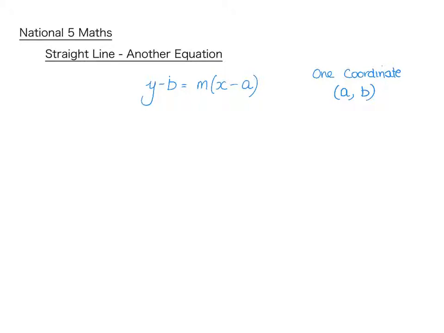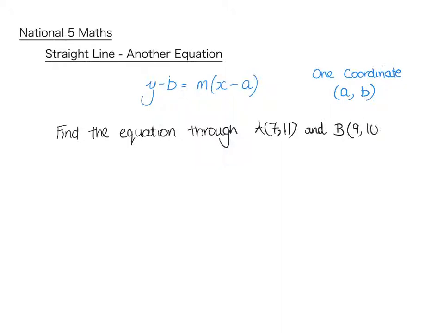So let's have a look at this one. We're going to find the equation when we have the coordinates 7, 11. So we're finding the equation through A, which is (7, 11), and B, which is (9, 10). Sorry, I don't know what's going on with my Apple Pencil here, it keeps skipping bits.